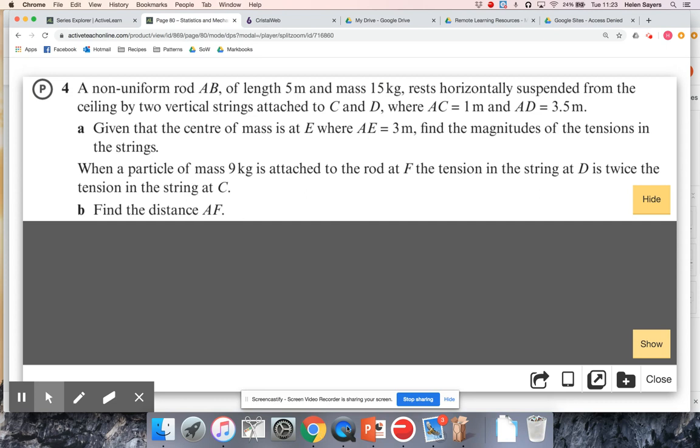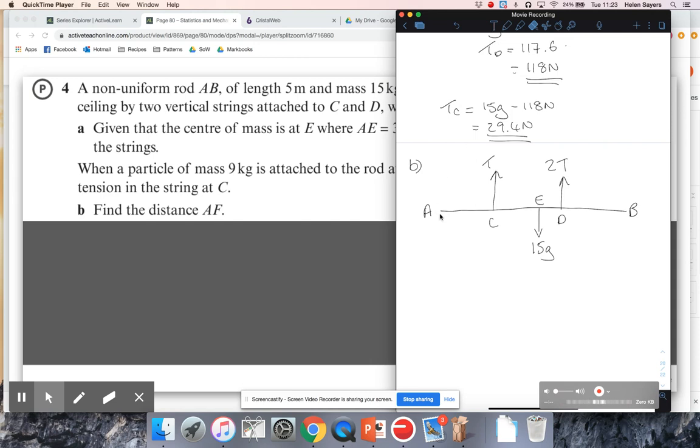Right, so in terms of where F actually is, is it between A and C, or between C and E? They've not told us that. Currently, before they added the 9 kilogram mass, the tension at D was more than twice the tension at C, so that's telling me this mass F is probably attached closer to C than to D. But it doesn't matter. If you had this in the wrong place, it would be absolutely fine. I'm going to say it's about there. And they want me to find the distance AF.